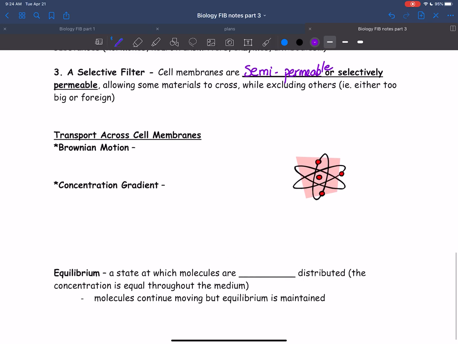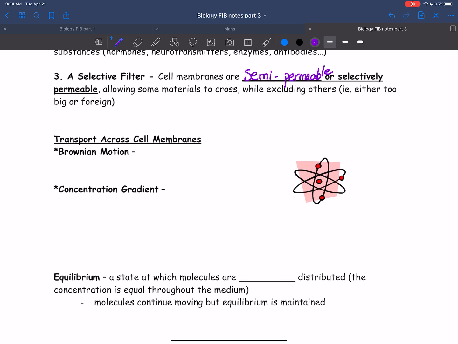Well, there are two things that are going to influence transport. The first one is Brownian motion. Brownian motion just says that particles are always in constant random motion. They're continuously colliding with one another, whether that be in a liquid or in a gas. In a solid, the particles are too close to one another, and so that Brownian motion is very, very low. The particles are still vibrating in a solid, but that movement is so small that it is imperceptible, okay?